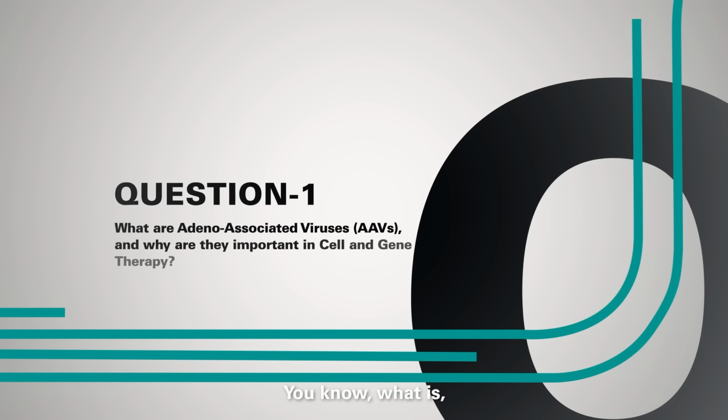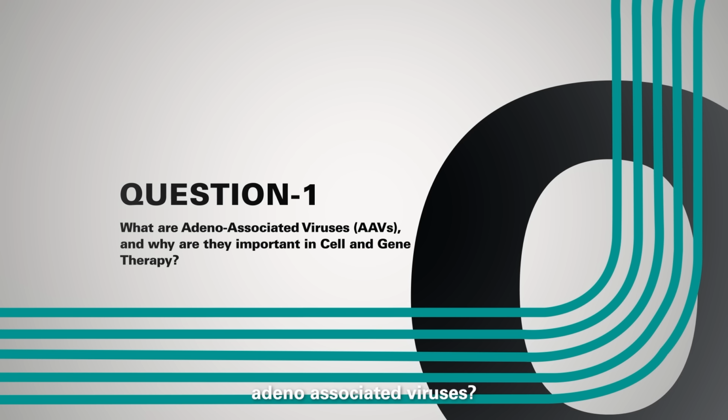So can you explain what adeno-associated viruses are and why they're so important in cell and gene therapy? Yeah, the adeno-associated viruses, or simply AAVs as we call them, are modified viral vectors filled with genetic material and therapeutic material, which we can use to treat many inherited diseases.